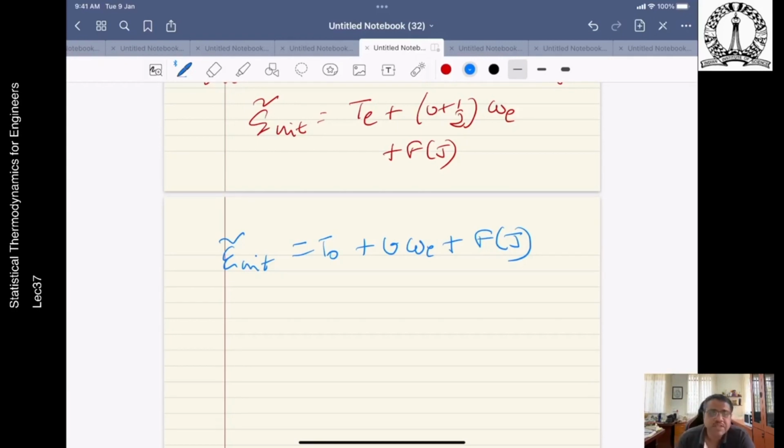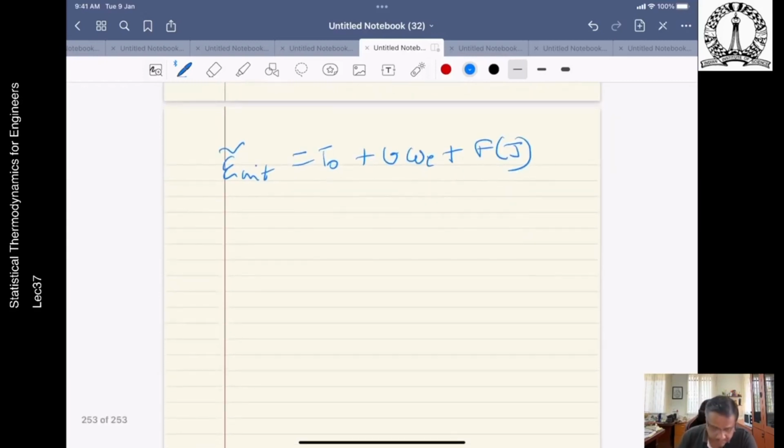So what is the definition of T naught? The definition of T naught is this. And let's draw a simple figure which will let you understand this. So this is V prime equal to 0. This is V double prime equal to 0.